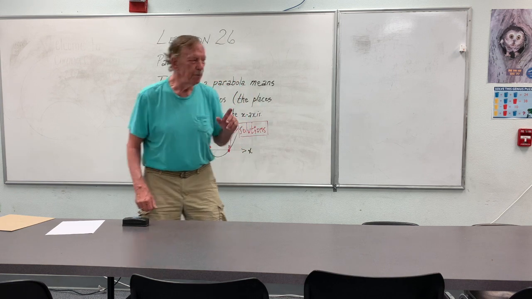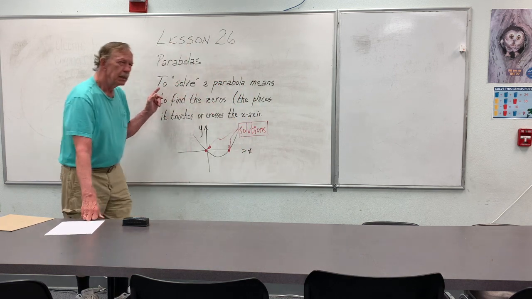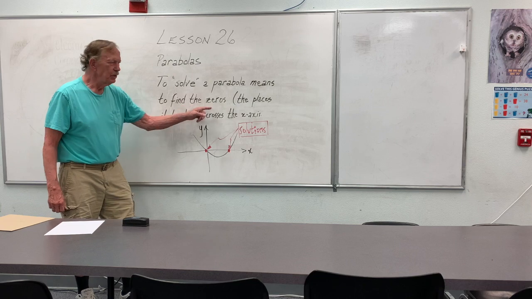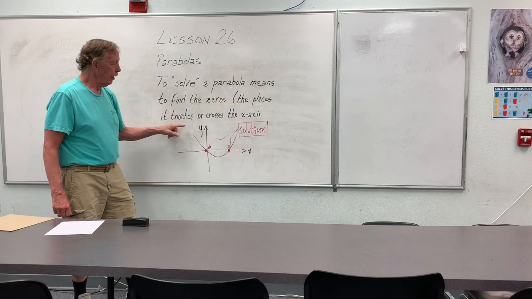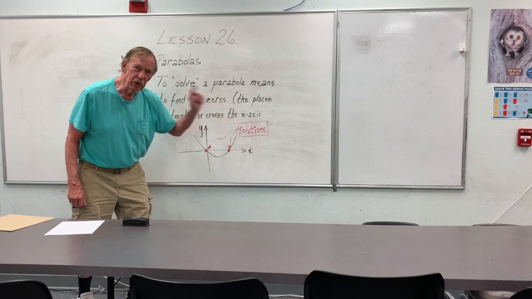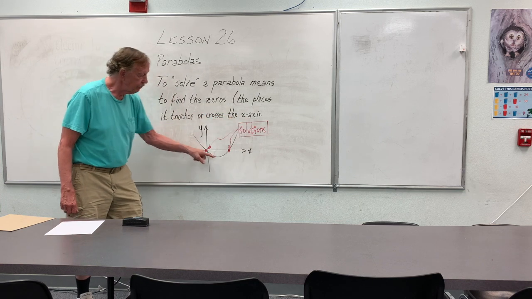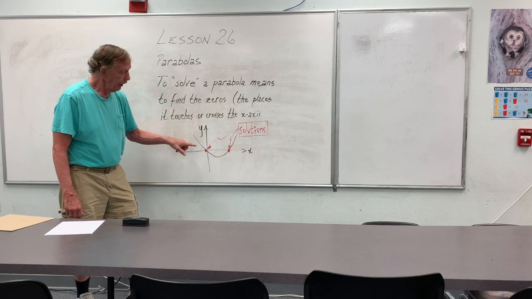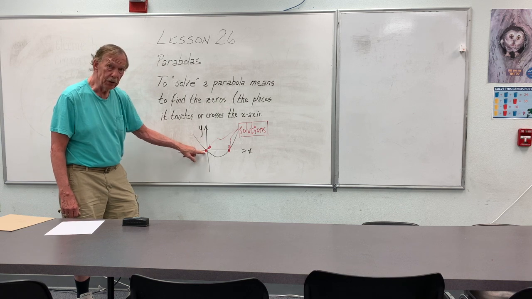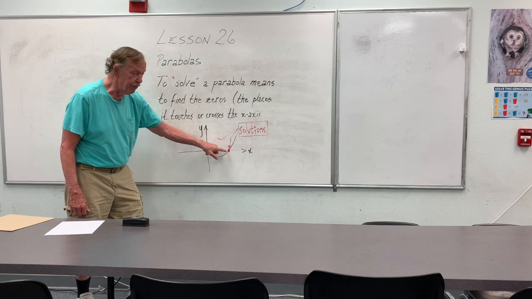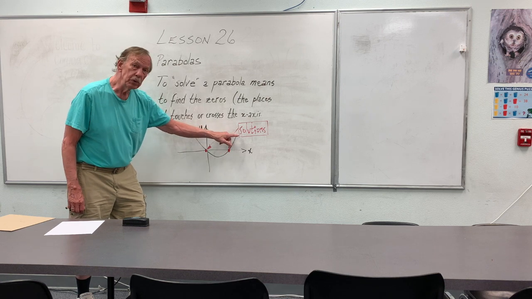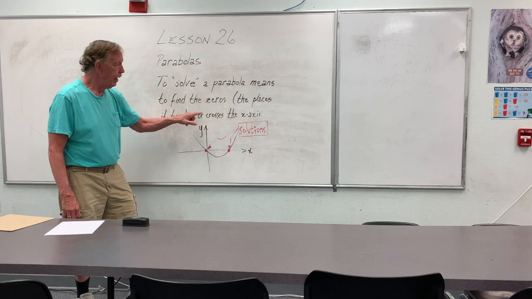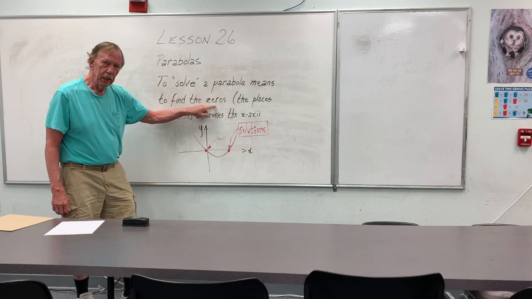To solve a parabola means to find the zeros. That means the places where it touches or crosses the x-axis. Here we have the smiley face parabola, and that is a place it crosses the x-axis. That is a place it crosses the x-axis. Those are solutions or zeros.